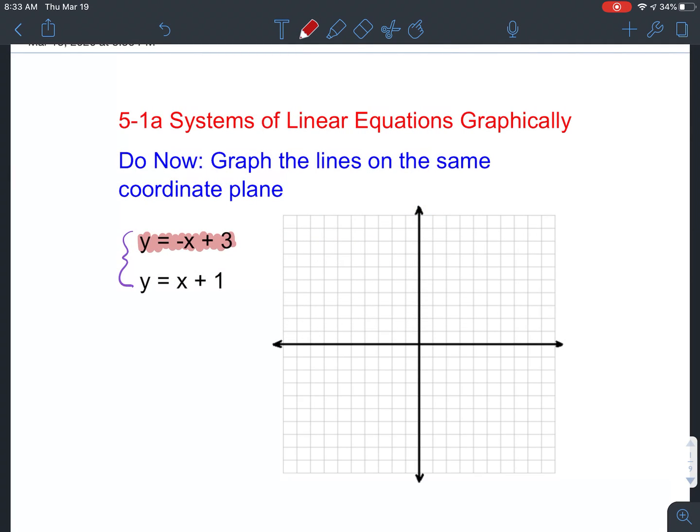Okay, remember, just as a review, this is my y-intercept, this is my slope. So without a calculator, I should be able to graph this by plotting the point 3 and then going, since this is a negative 1, down 1 over 1, down 1 over 1. Okay, so I'm going to graph that.